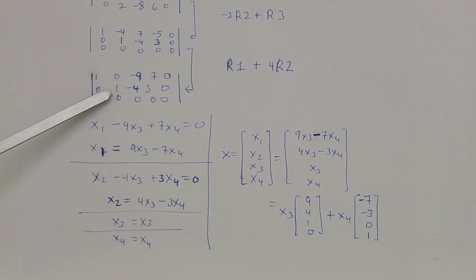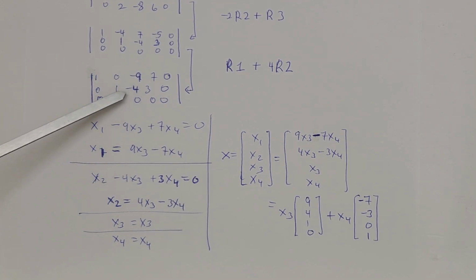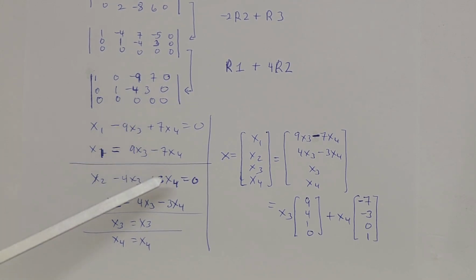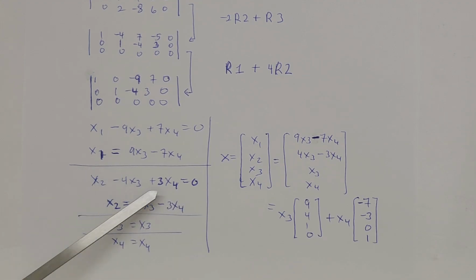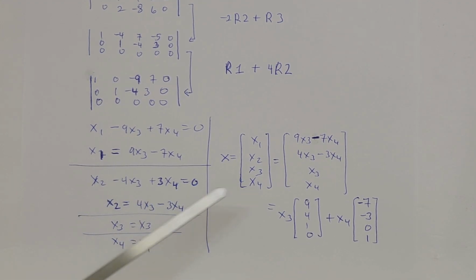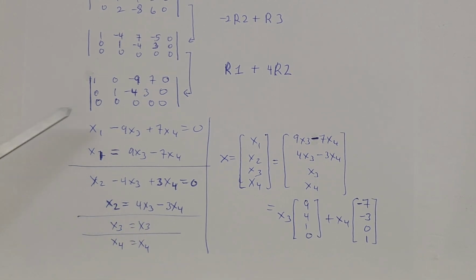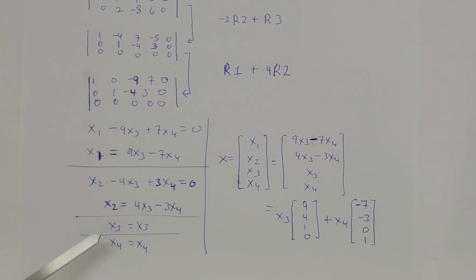Next, we want to solve for variable 2. So variable 2 minus 4 variable 3 plus 3 variable 4 equals 0. Move the negative 4 and the 3 to the right side. So I have positive 4, negative 3. So this is variable 2. Variable 3 and variable 4 are free because there's nothing here and there's nothing here.